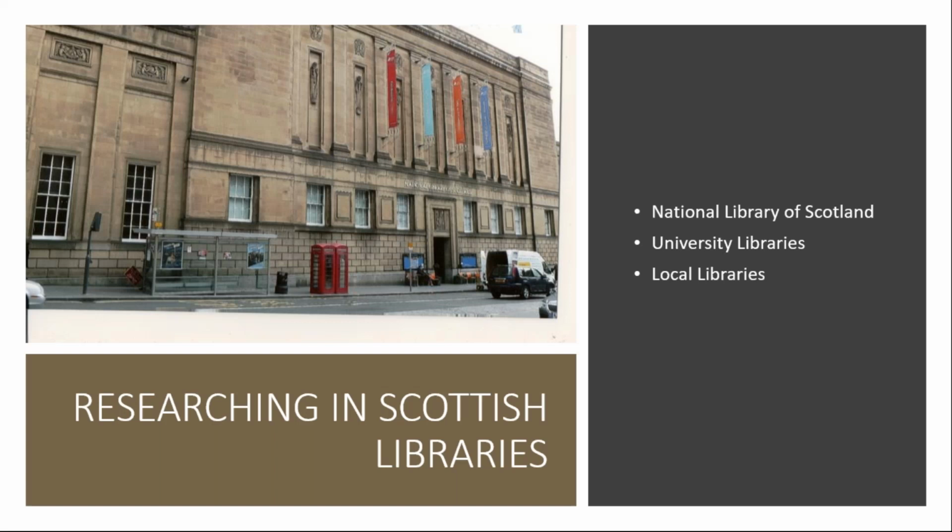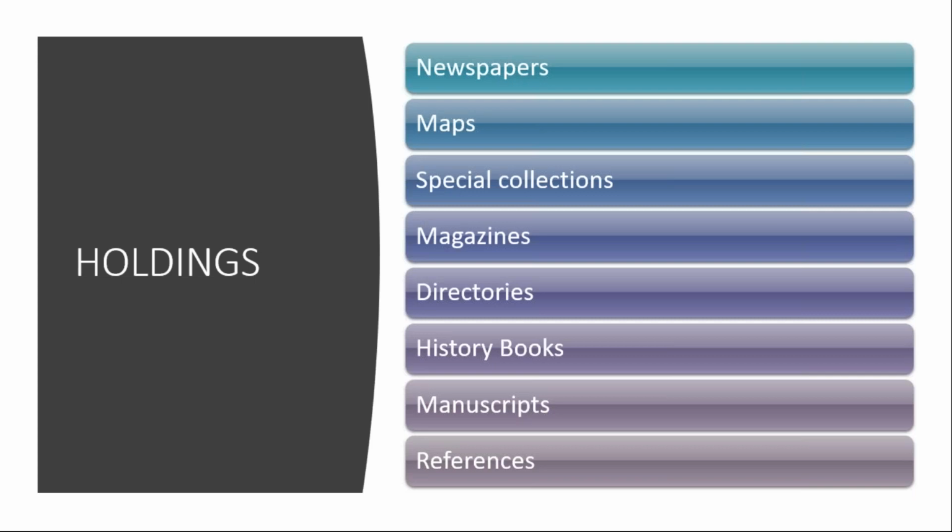We'll talk about researching in Scottish libraries. This is the National Library of Scotland. Also university libraries and local libraries. The National Library of Scotland is a deposit library. It's the National Deposit Library, and it's not a lending library, but they have a wealth of records available. Some of their holdings include newspapers for the whole of Scotland, maps for the whole of Scotland and beyond the shores of Scotland, actually. They have a number of special collections, magazines, directories, history books, manuscripts, and reference books.